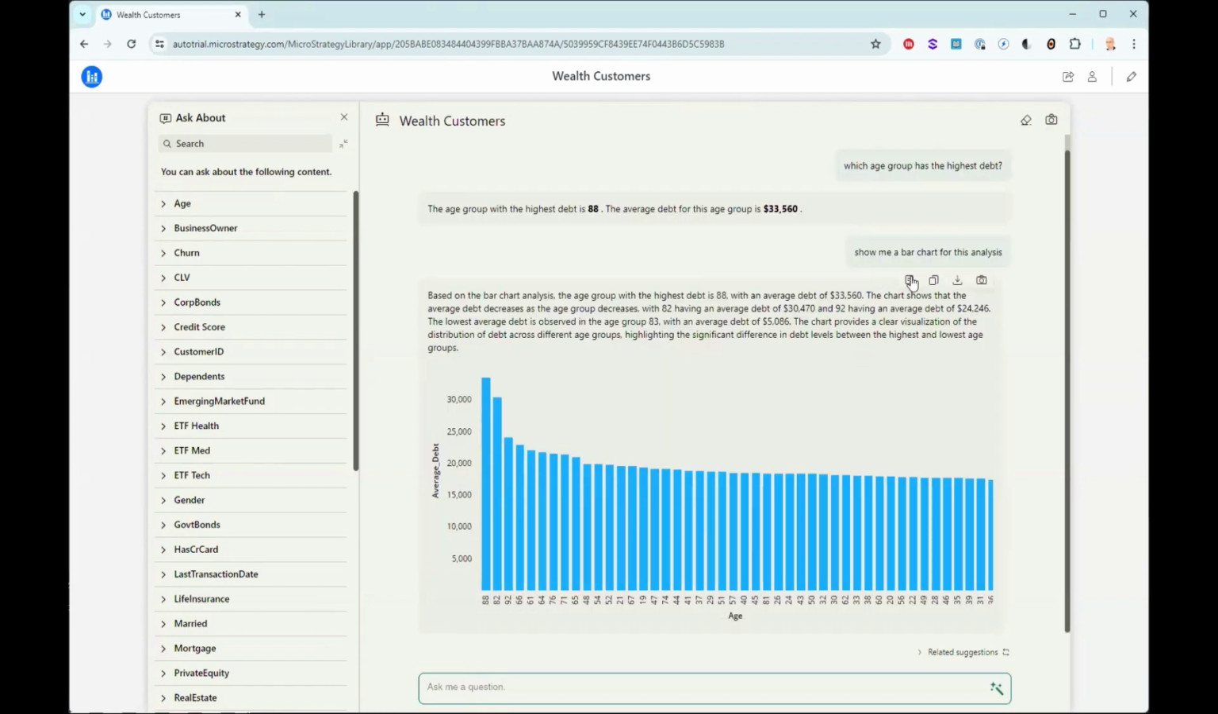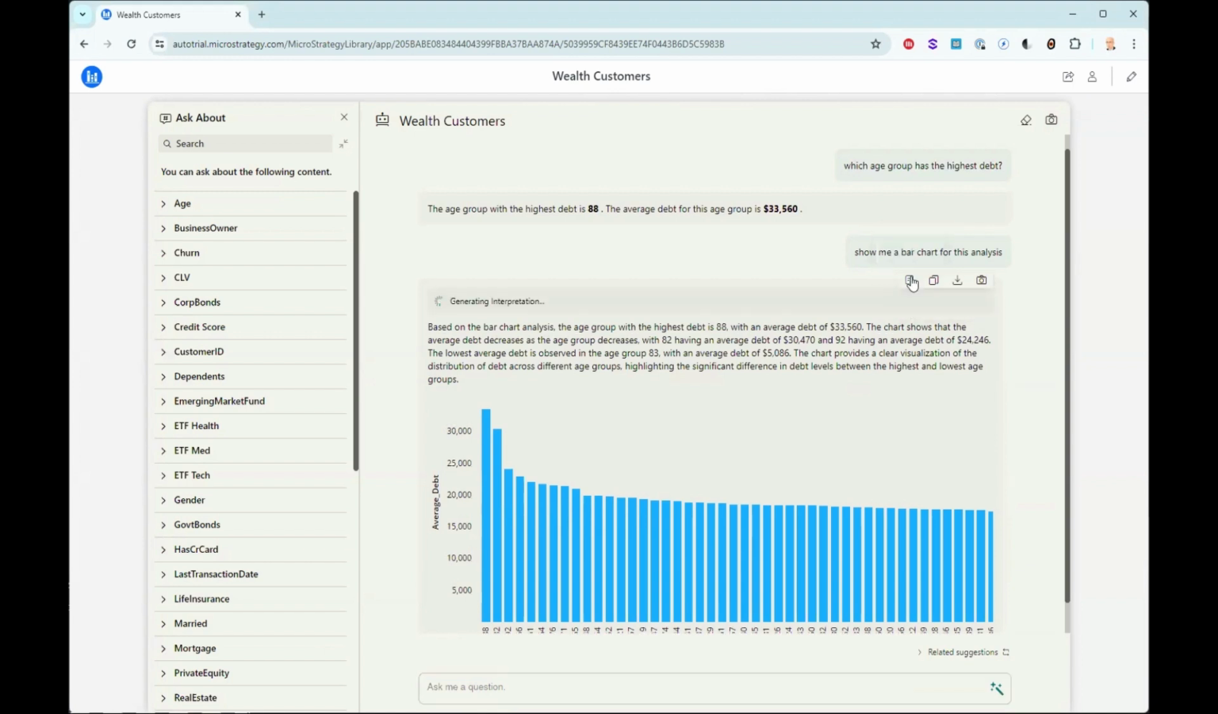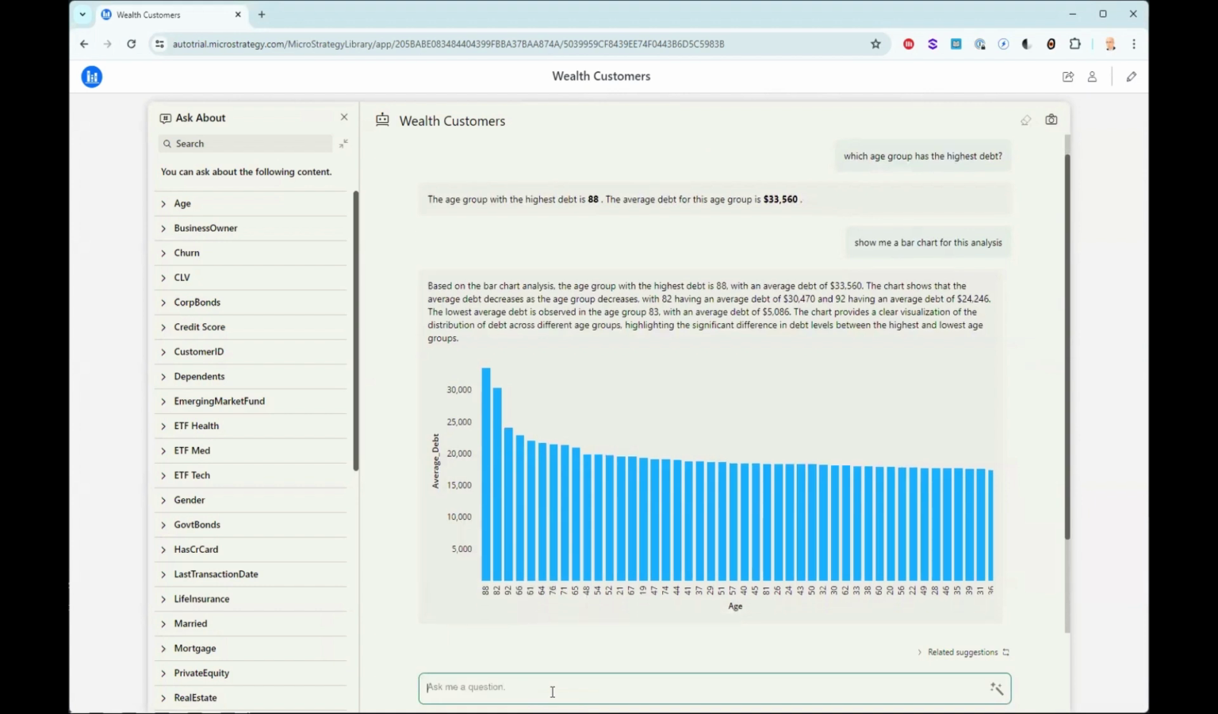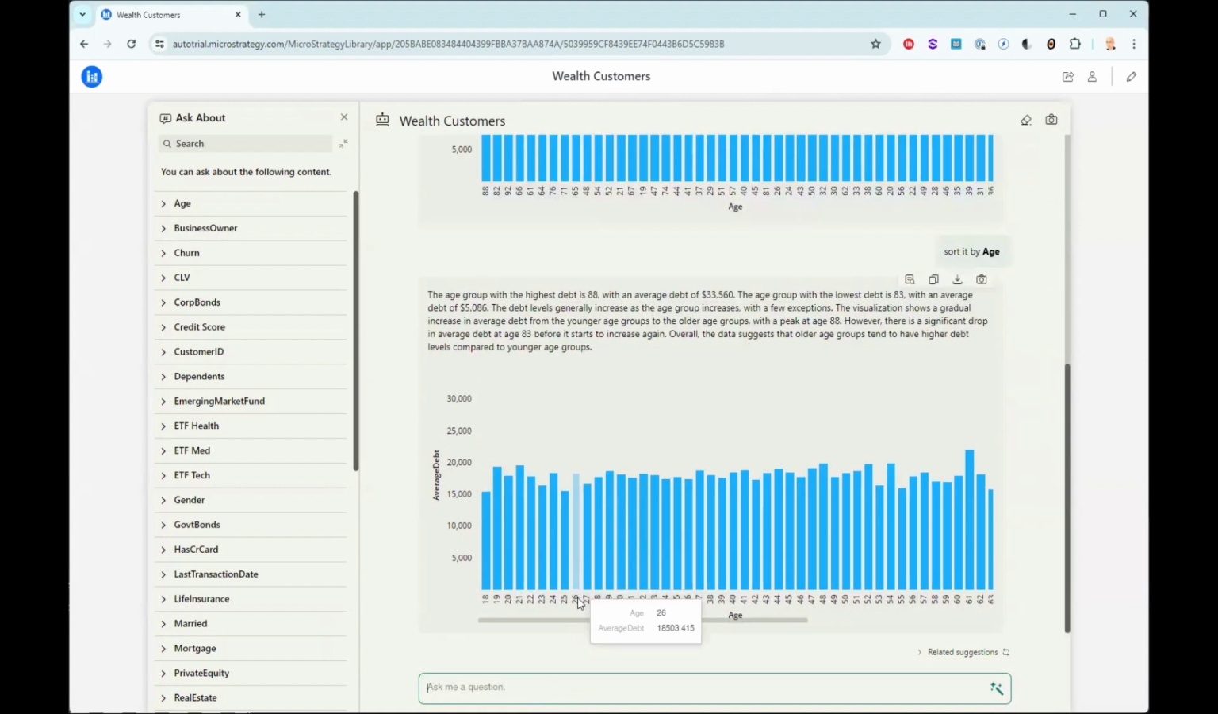Interpretation feature gives you confidence that the calculations are correct. You can further interact with visualizations. Let's take a snapshot of this output for future reference.